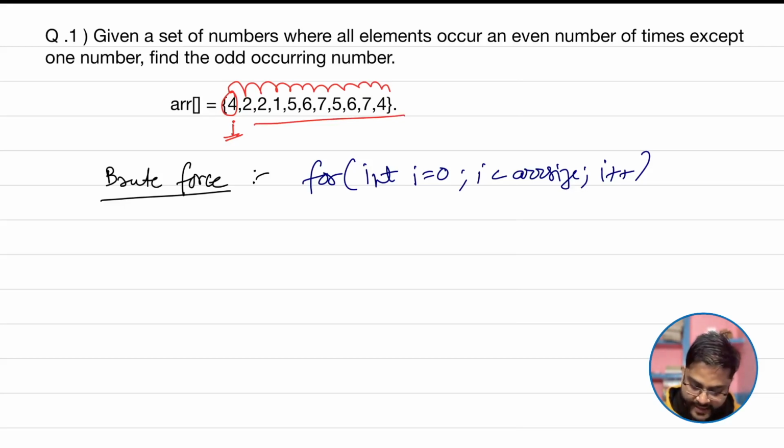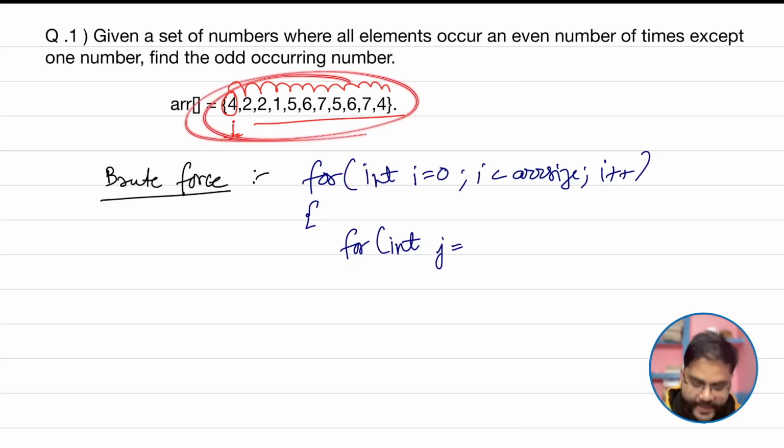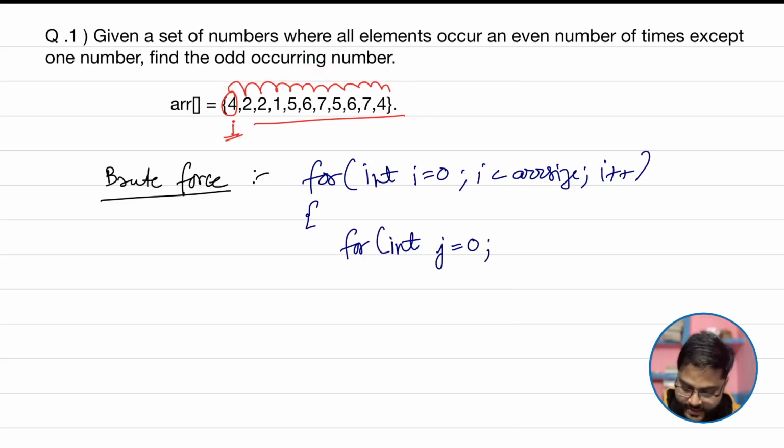So I will again take a loop, let's say j, and take a better naming convention. I'll start from where? Every time I will check the whole array, so I will start from 0 itself, from the first position itself. I will run till my array size.